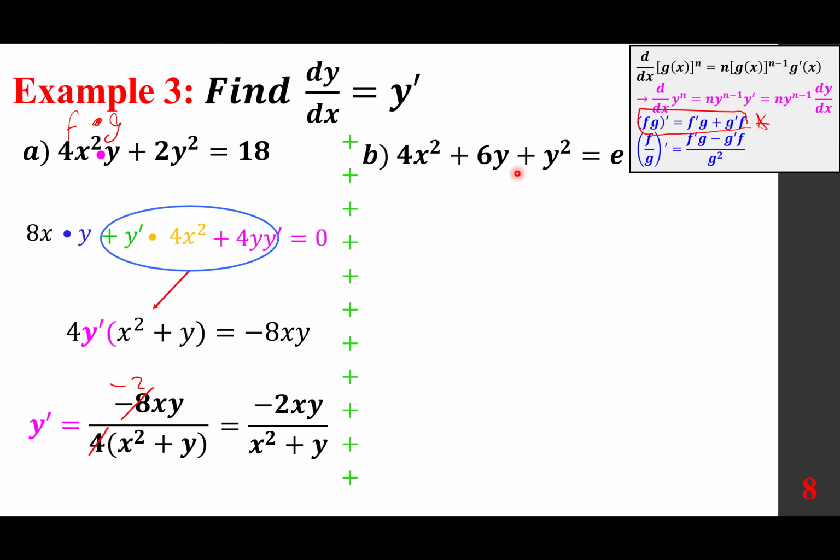Or x squared plus 6y plus y squared equals e. We want to differentiate this term by term. The first one is 8x, plus 6y becomes 6y prime. y squared, 2y prime is a number. Its derivative is 0.